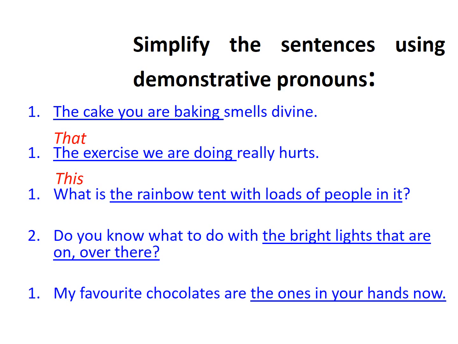For sentence number 3, which is a question, as opposed to saying what is the rainbow tent with loads of people in it, I could just say, what is that? For sentence number 4, which is also a question, I could say, do you know what to do with these? As opposed to, do you know what to do with the bright lights that are on over there? And finally, if I wanted to point out that my favourite chocolates are the ones in your hands now, I could just point to you and say, my favourite chocolates are those.